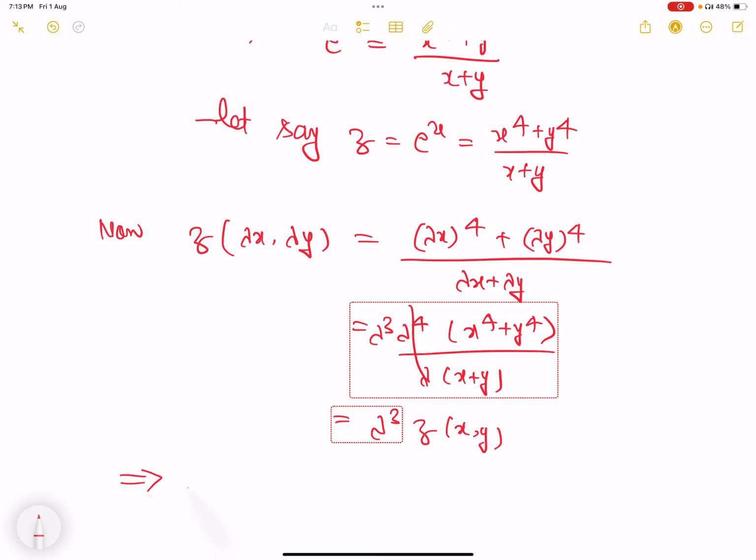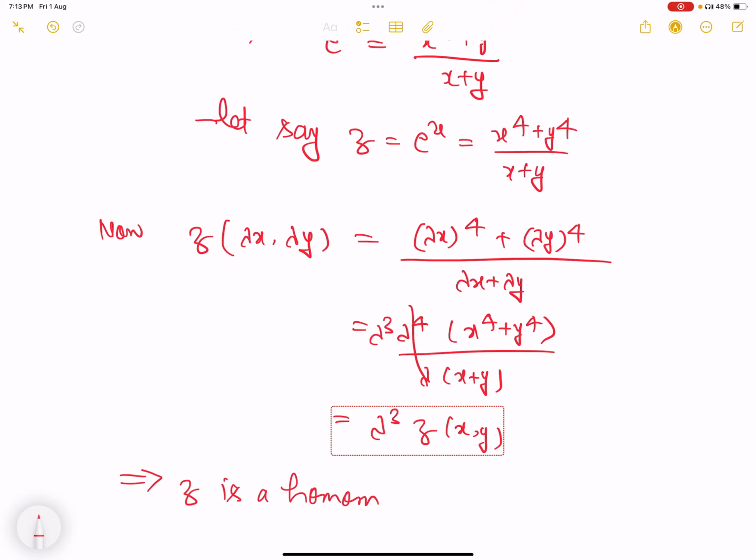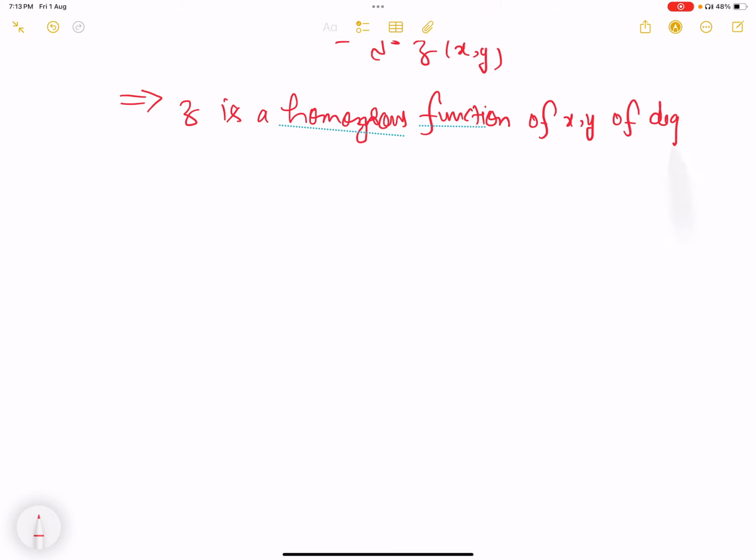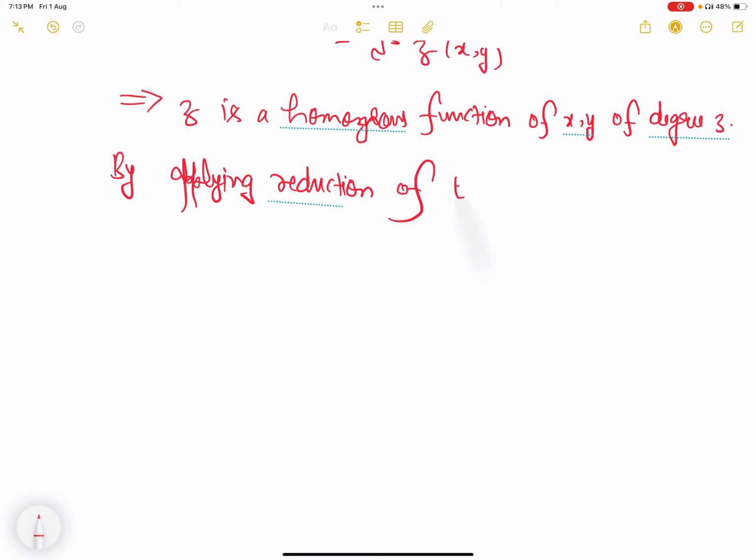So this implies z is a homogeneous function of x, y of degree 3, by applying the reduction of Euler's theorem.